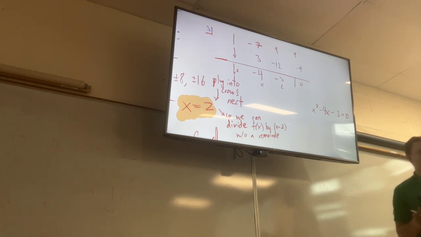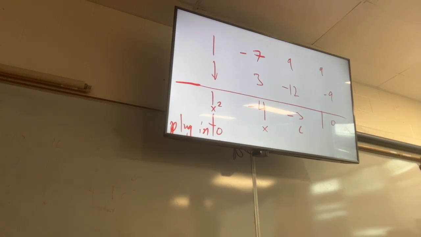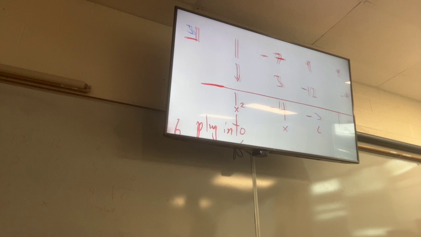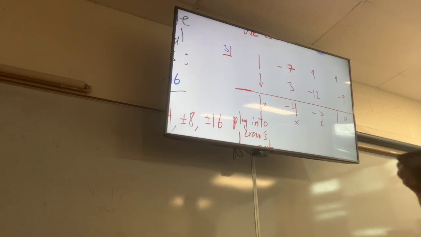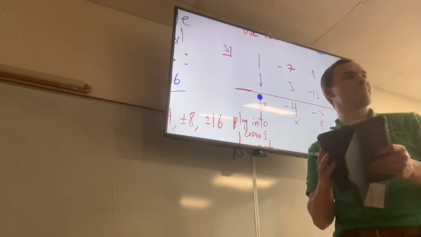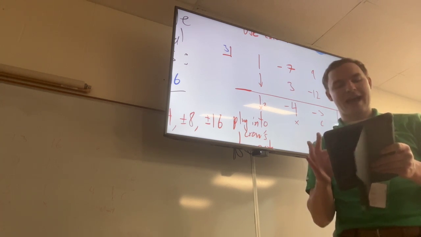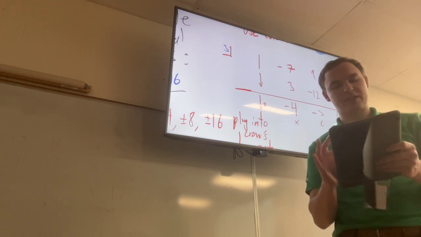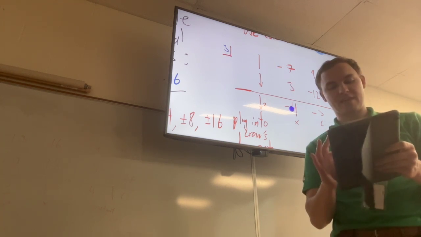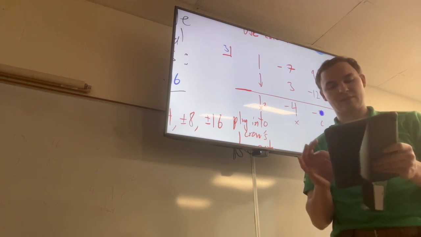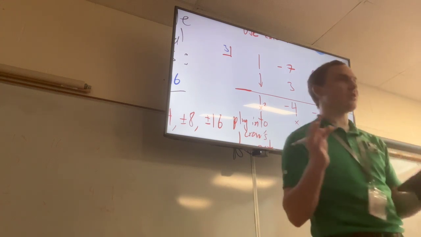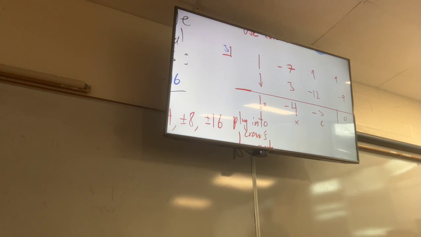Yes? How do you know to subtract 3 to 7? Like, how do you get 3 from that? How did I get 3? From that -12 to -9. Yeah, so I started with dropping down the 1, right? I multiply the crow's nest by that 1, so 3 times 1 is 3, right? I add down the columns, so -7 plus 3 is -4. 3 times -4 is -12. 9 plus -12 is -3. 3 times -3 is -9. Add, you get 0 for the remainder. Does that make sense? Yeah, yes.